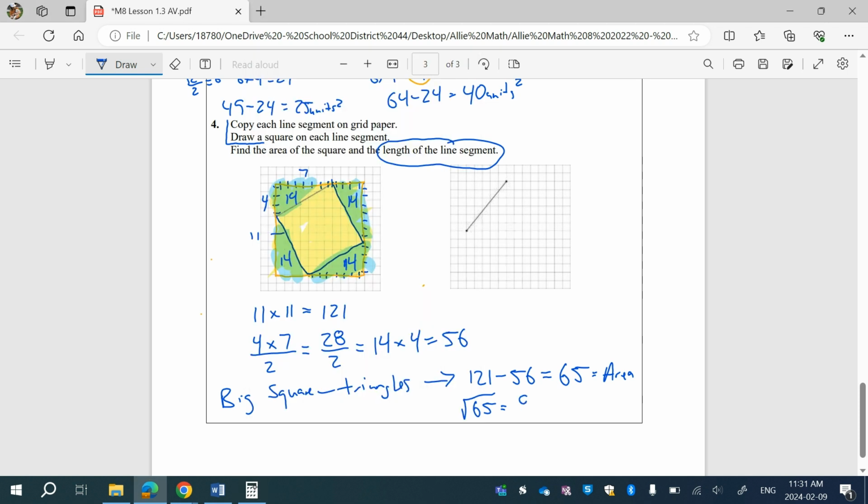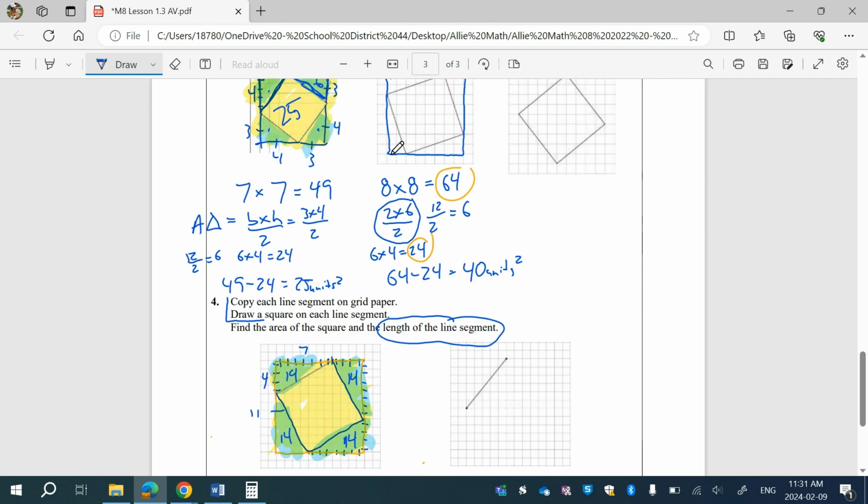8.06. 8.06. Let's call it units. And there you go. So that's how you do those ones. If it's just a line, you got to make the box first and then solve as we did up here.